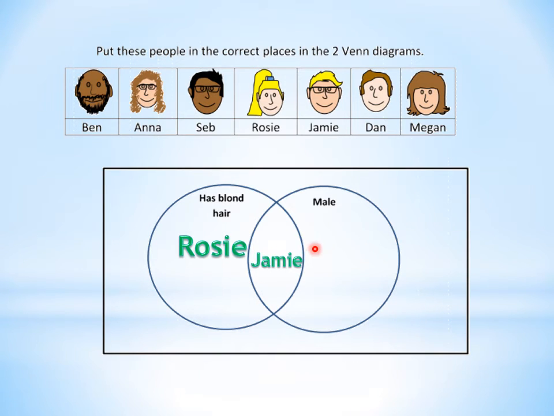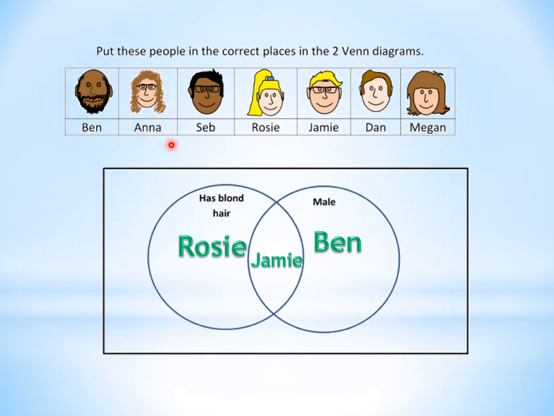What about this part? I will put here the males that don't have blonde hair. Let's check. The first male is Ben. Does he have blonde hair? No. So I will put him in the right side circle.